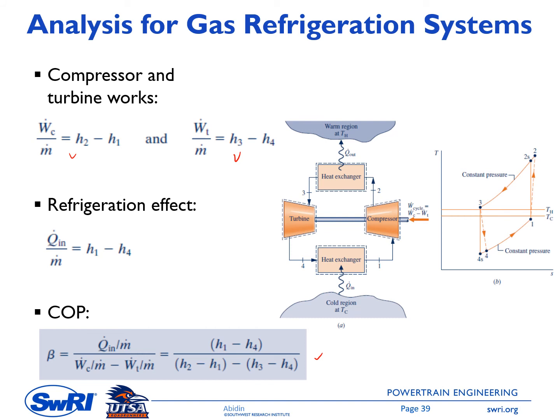And then COP is what we gain over what we pay. So what we gain here is the Q dot in, and what we pay here is the compressor work minus the turbine work.